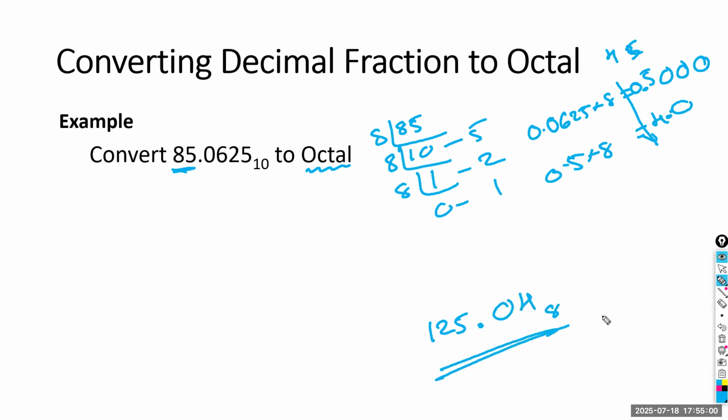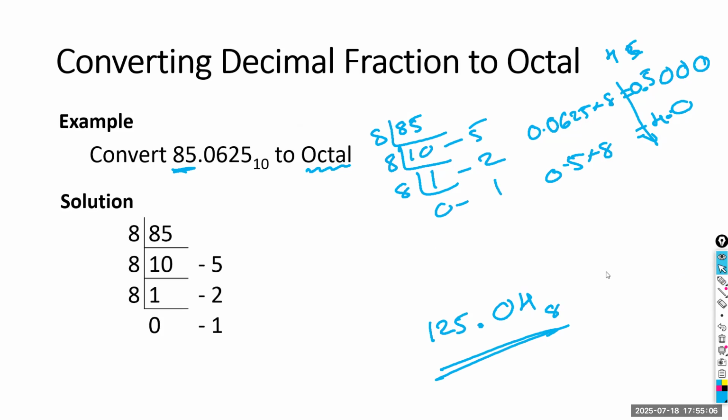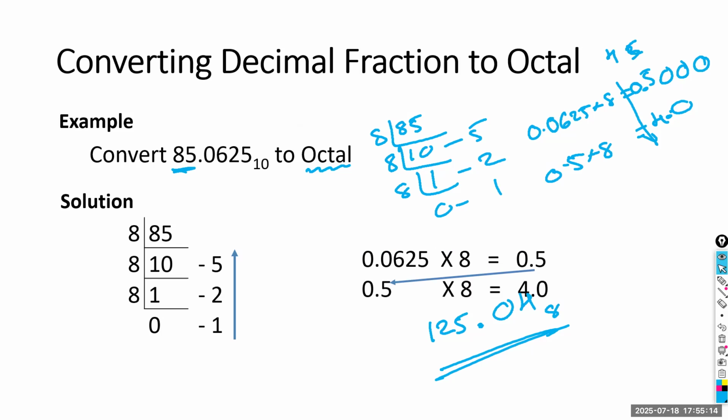That is your octal now. Same process, same logic. 125, don't say 125 point, this is 0.5, and 0.5 into 8 is 4. Then we are done because you got 0. You write from top to bottom. 125.04 in octal.